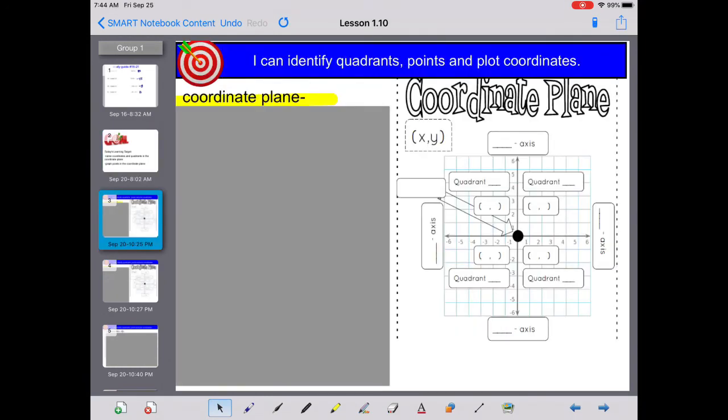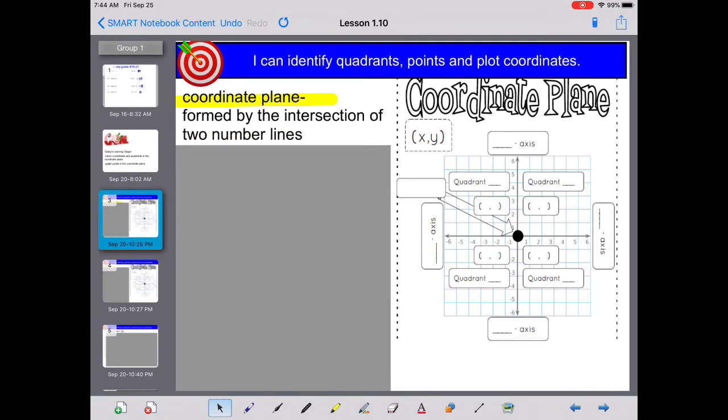So as you can see on the right, you have a coordinate plane. This is in your notes packet also. We're going to start labeling all the different parts and writing down your notes. A coordinate plane is formed by the intersection of 2 number lines. I have a vertical number line and a horizontal number line. This is my horizontal, and this is my vertical number line. And they cross.